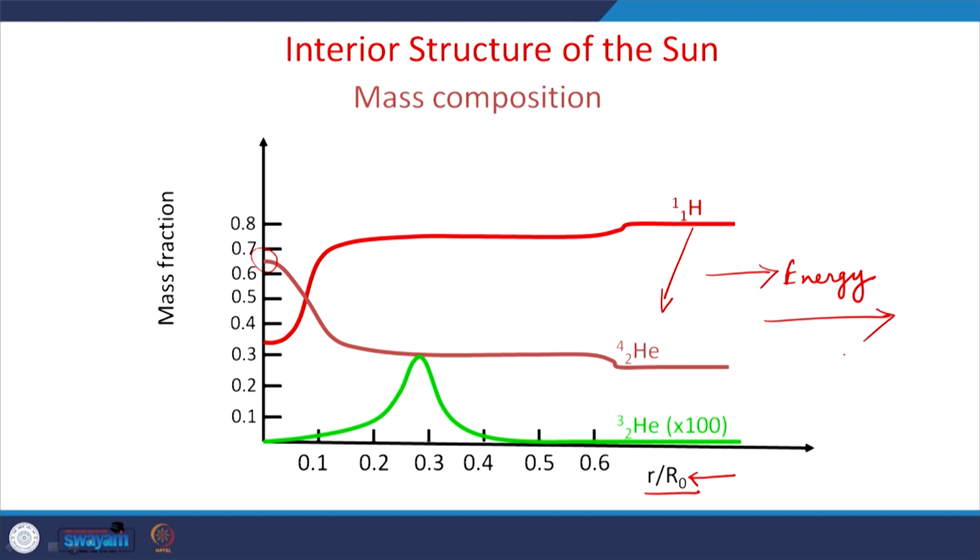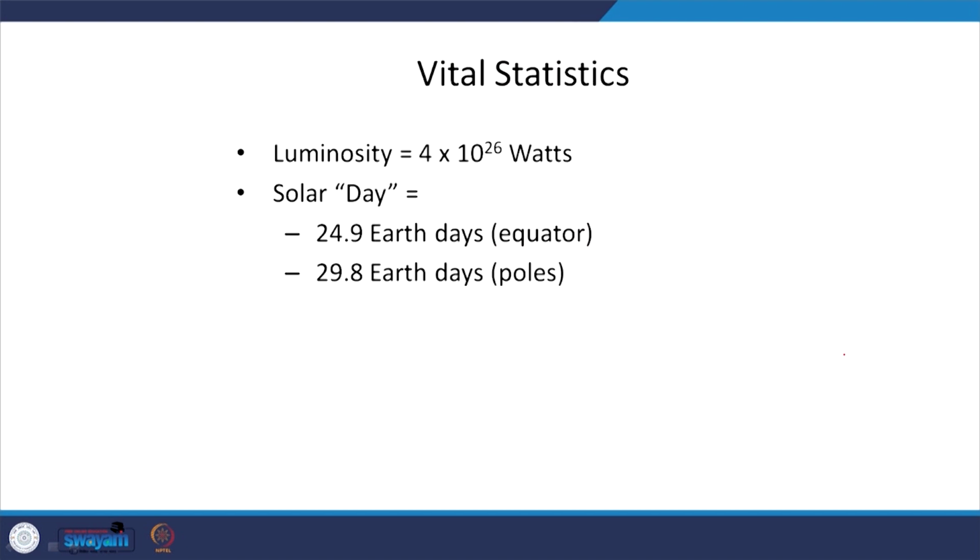That is it. Okay. A few very important statistics. The luminosity of the sun is 10 to the power of 26 watts. And the solar day: just like the earth revolves around itself, the sun has different types of rotations. It will be complicated, so we will not discuss all those different types of rotation. One very important rotation is that it rotates around itself just like the earth. The interesting aspect about this rotation is that it is not uniform across the latitudes.